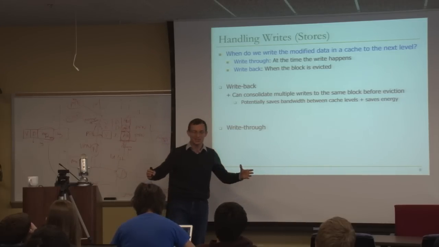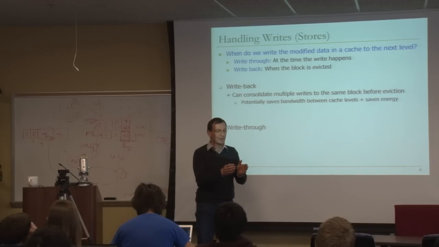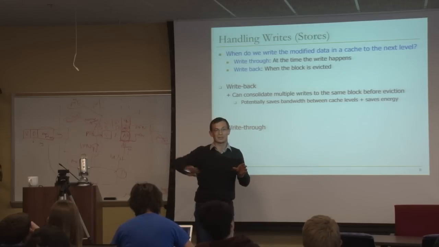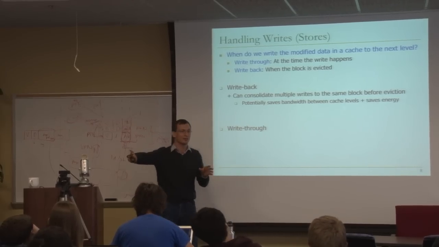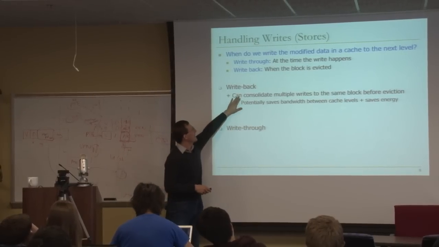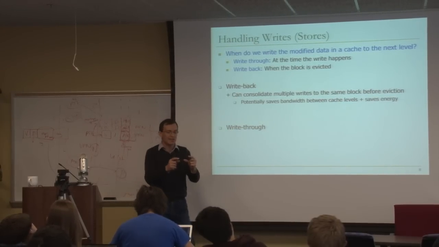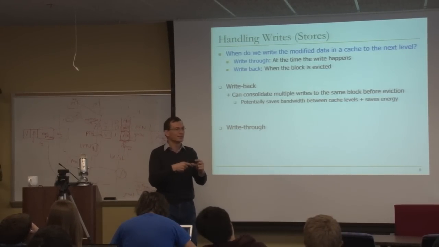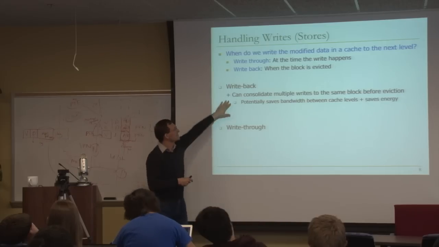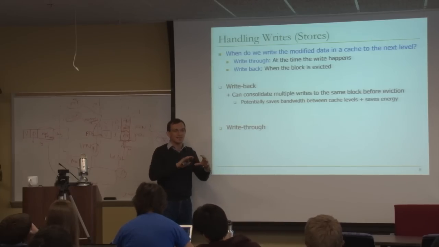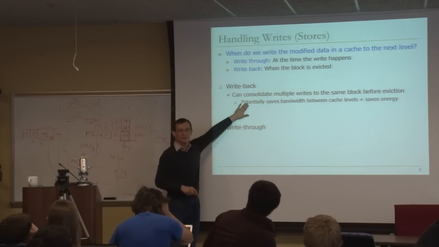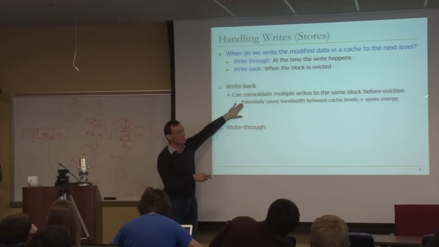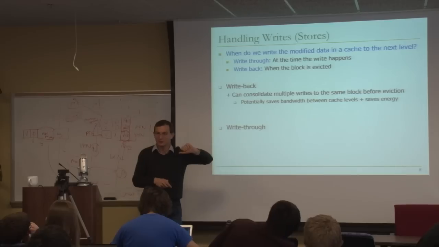And as we discussed last time, the amount of bandwidth you have between different levels gets progressively smaller as you get closer to memory. So that becomes an even more valuable resource. You do not really want to waste it. Write-back cache has the big advantage that if you're writing to a cache block over and over and over, these writes become consolidated in the cache and they never get exposed to the next level. So you save a lot of bandwidth. And bandwidth also means energy, so you save a lot of energy also. Right.